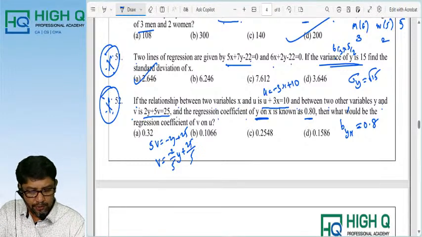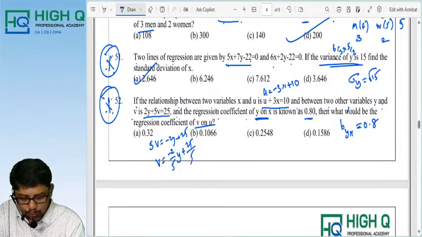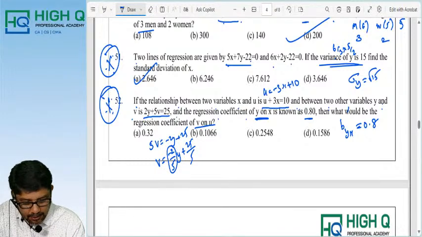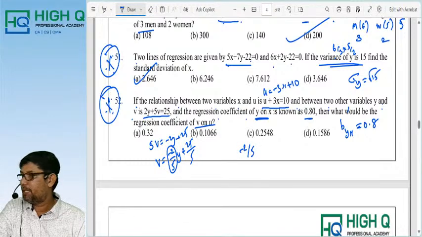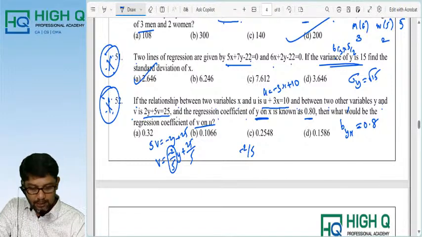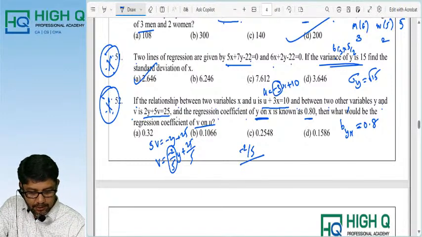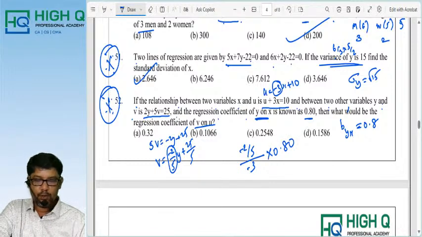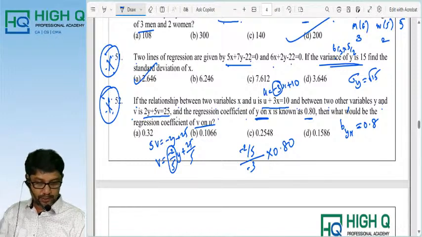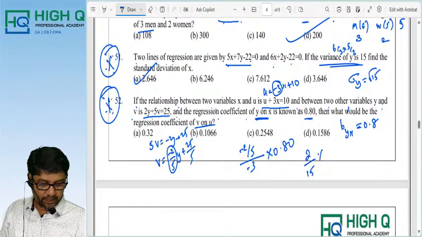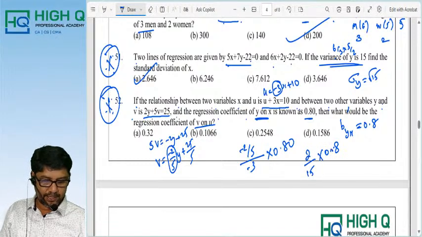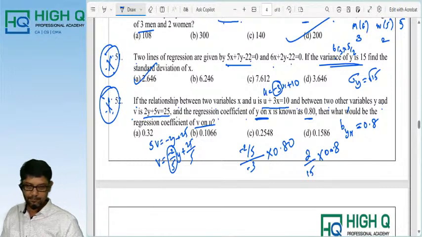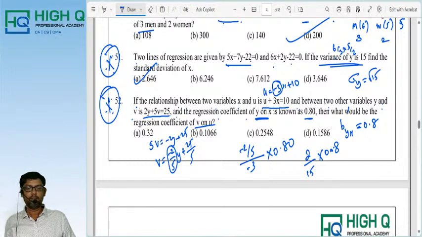Now since it is v on u, first take this minus 2 by 5 in the numerator. v is first, divided by u is next, minus 3 into 0.8. Now you can get the answer, my dear. So which is 2 by 15 into 0.8. Get the answer fast. Zero point.